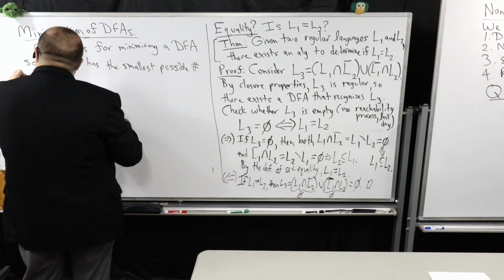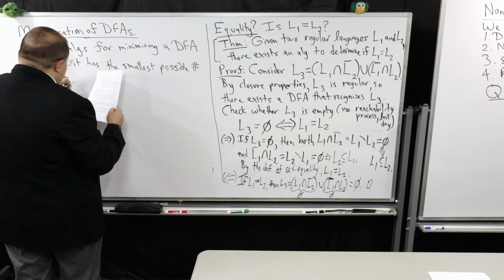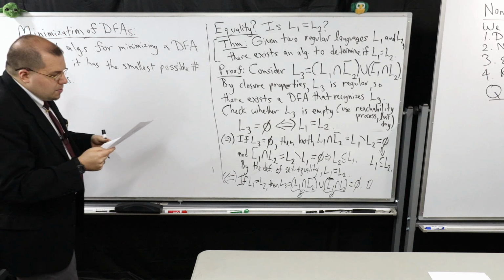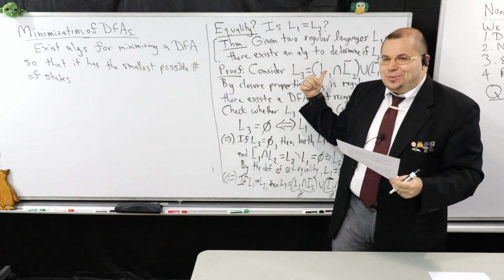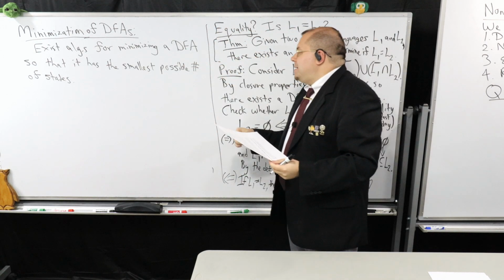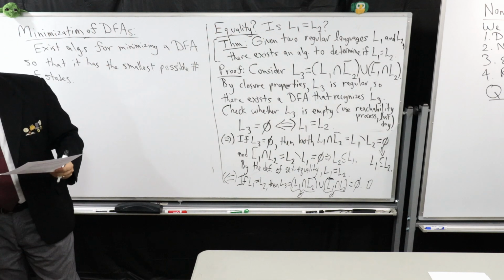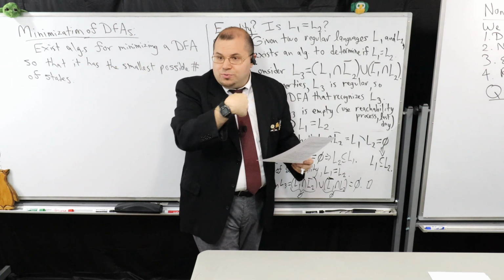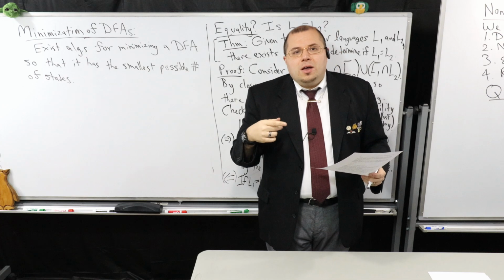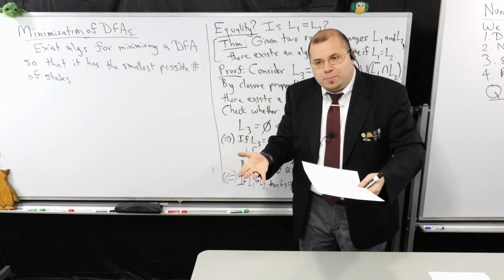Smallest possible number of states. Now, you might ask, Dan, why would this be useful for checking if two languages are equal? Well, the idea is that if you can minimize a DFA down to the minimum number of states it has, and you take two DFAs and apply this process to them, you should be able to get two DFAs with the smallest possible number of states.